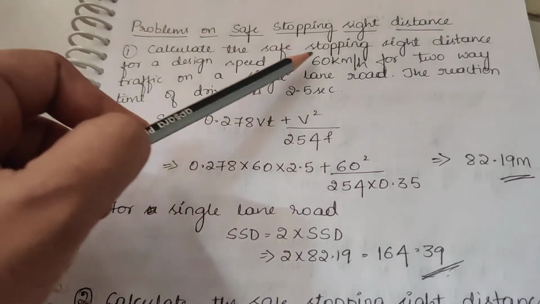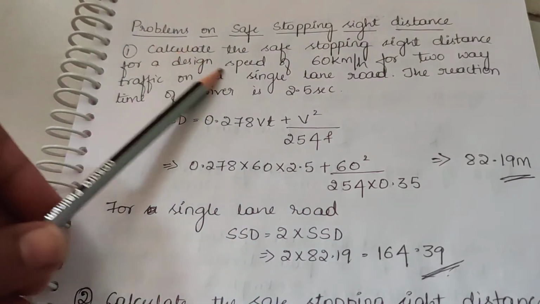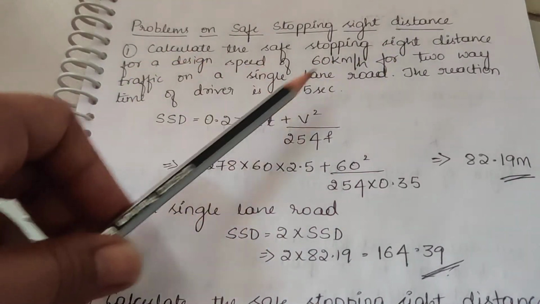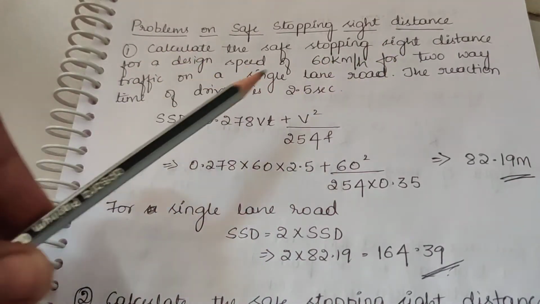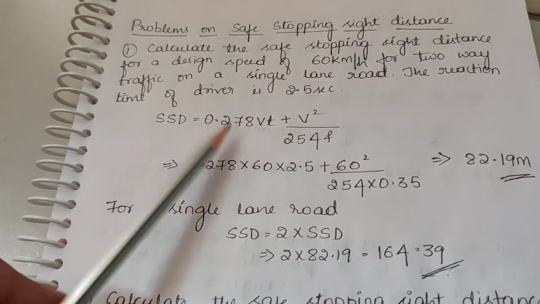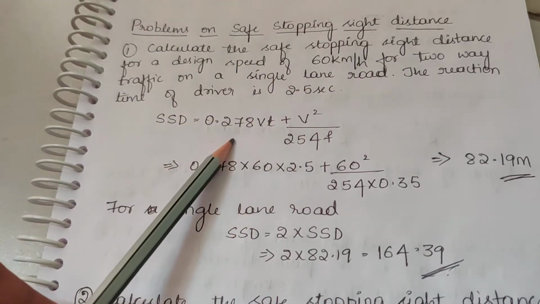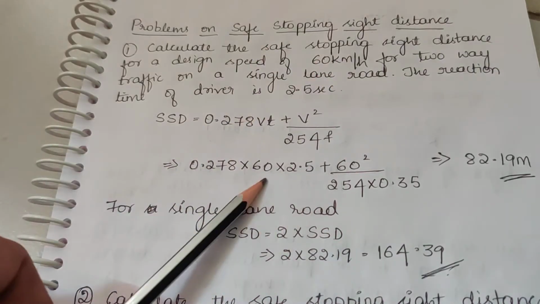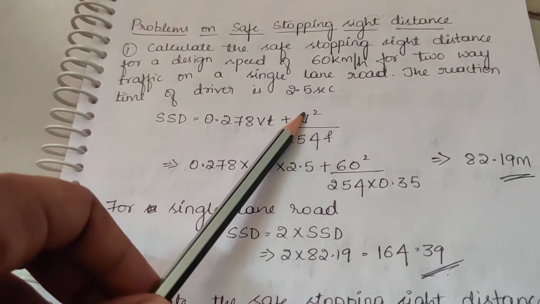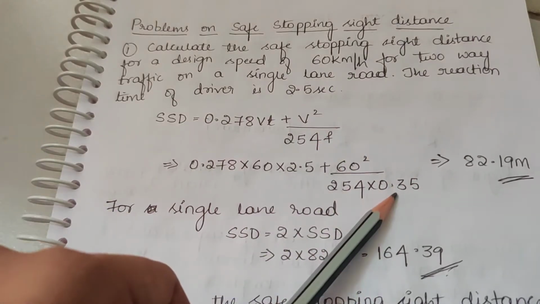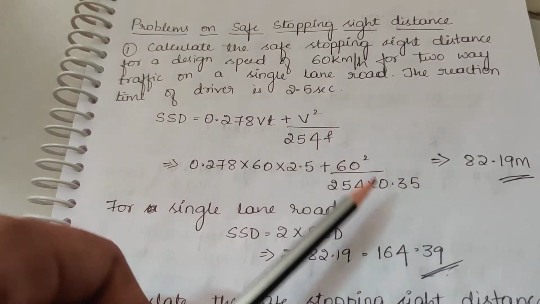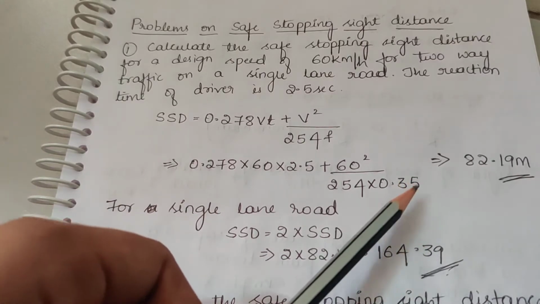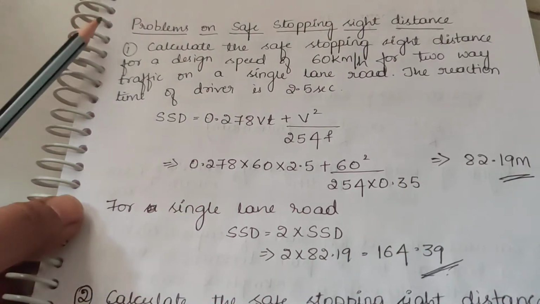Calculate the safe stopping sight distance for a design speed of 60 km per hour for two-way traffic on a single lane road. The reaction time of the driver is 2.5 seconds. So V is in kilometer per hour, and this is the formula to be used, with 0.278. V is 60 km per hour, t is taken as 2.5, and f is taken as 0.35. For the safe stopping sight distance, the coefficient of longitudinal friction is taken as 0.35 as an assumption.